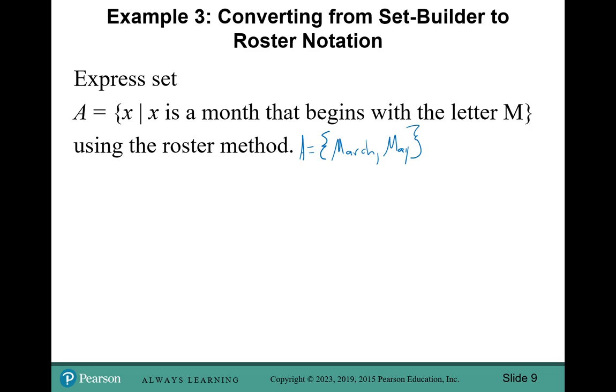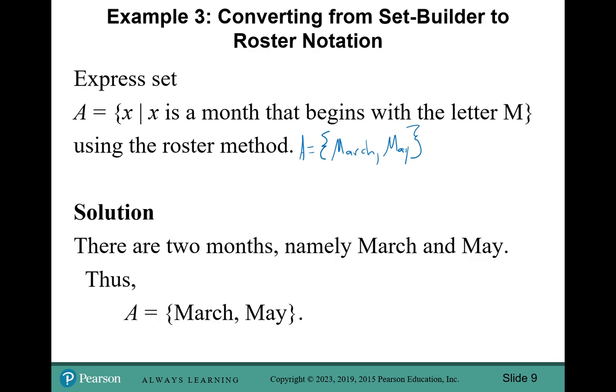This is how I write them with roster method. So once again, our solution, there are only 2 months, namely March and May. Thus, A equals the set March and May. If you remember from our definition of the set, the order does not matter. So, if you were to have written this set May, March, that would have been perfectly fine, acceptable, and correct as well, because order in sets does not matter, as long as all the correct elements are there.